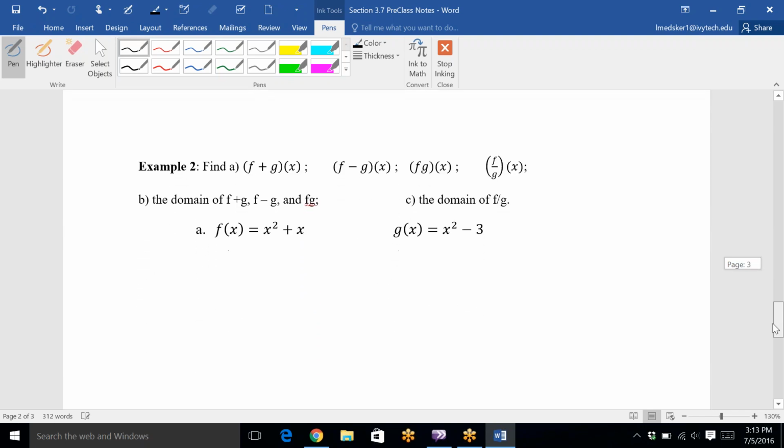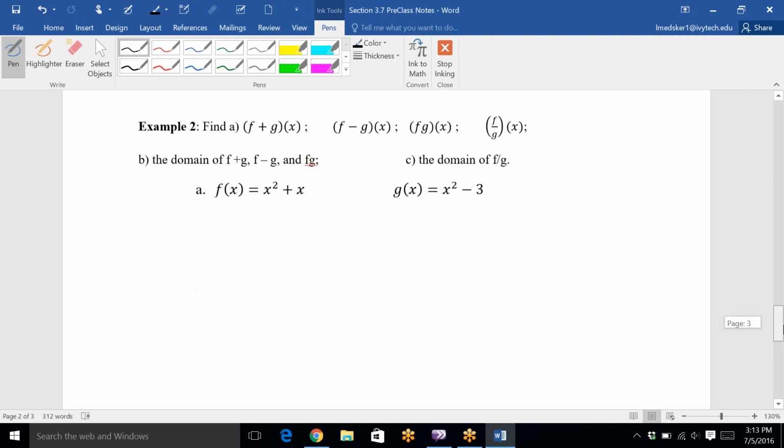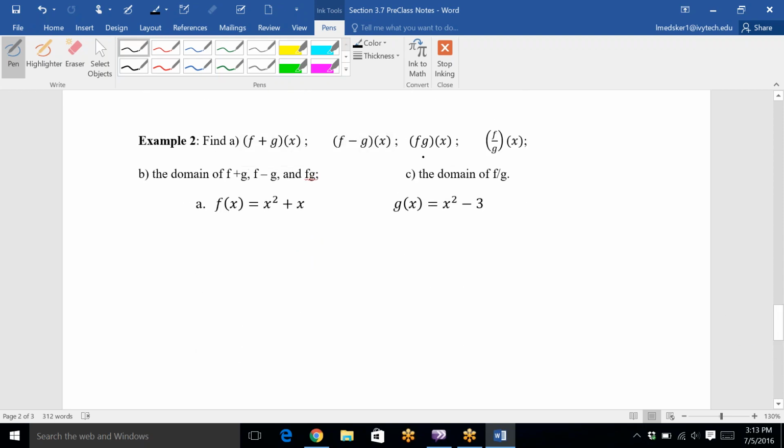It's our 5th operation. So for this number, we're going to do A and B part, and then we'll be done with our pre-video. We are supposed to do the addition, the subtraction, the multiplication, and the division, and then discuss the domain of the first 3, because the domain of the first 3 should be the same. Then we talk about the domain of the one where you've created a domain restriction in your denominator. So let's just work them out one at a time.